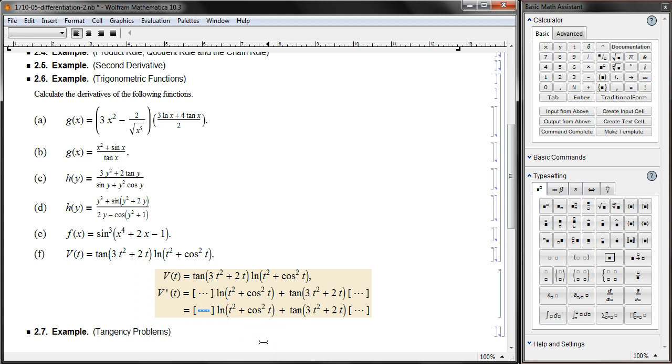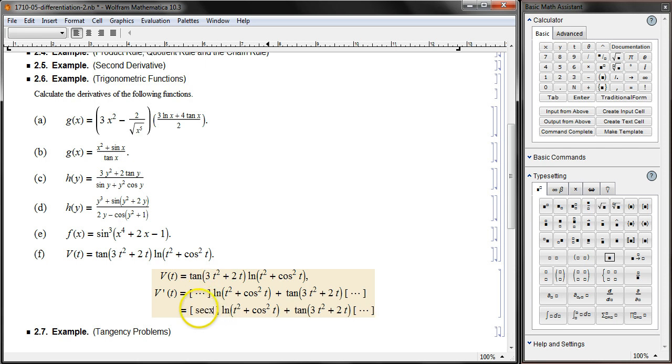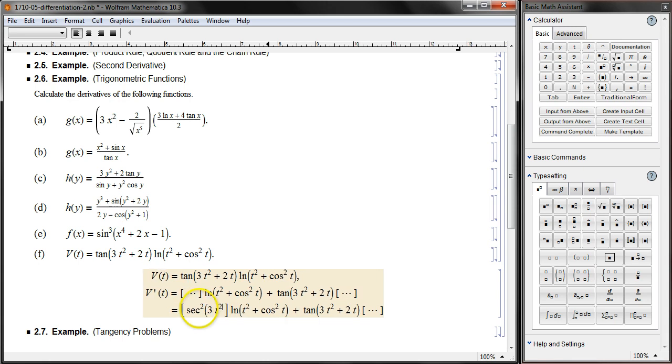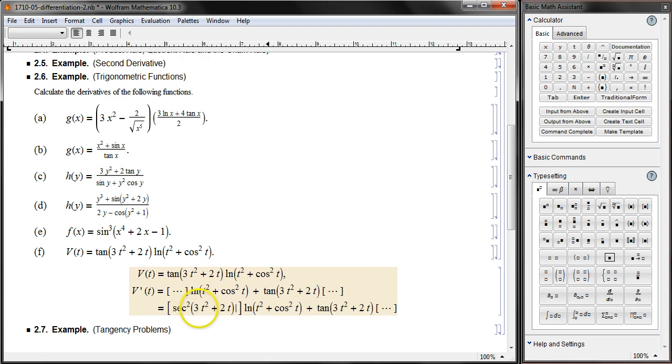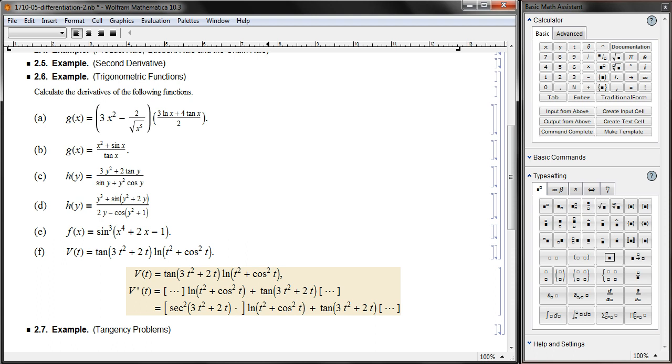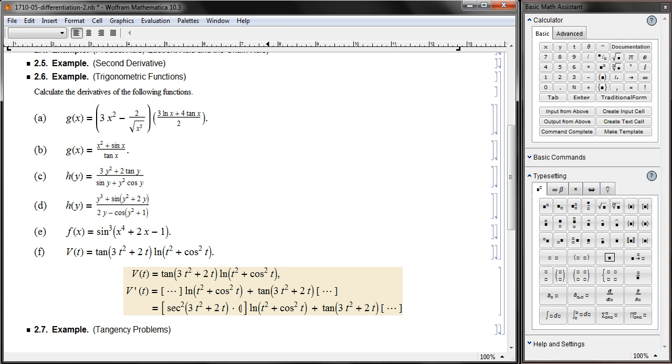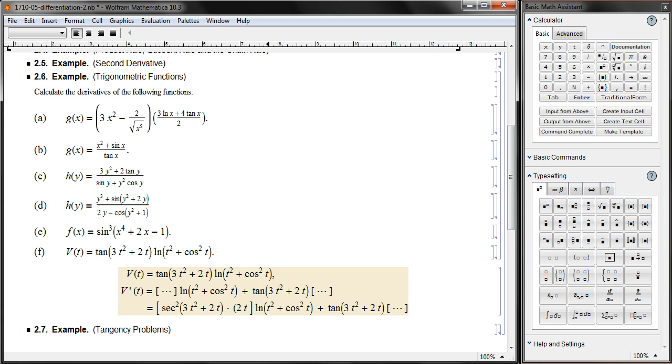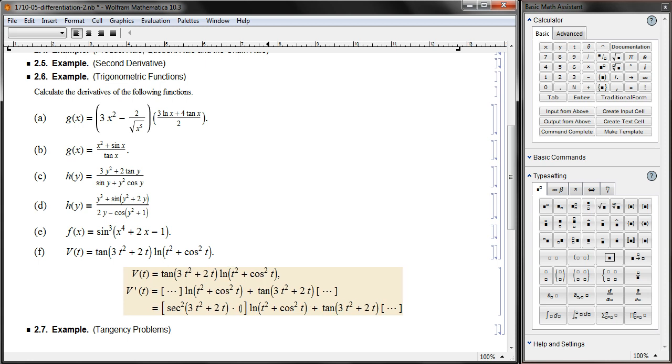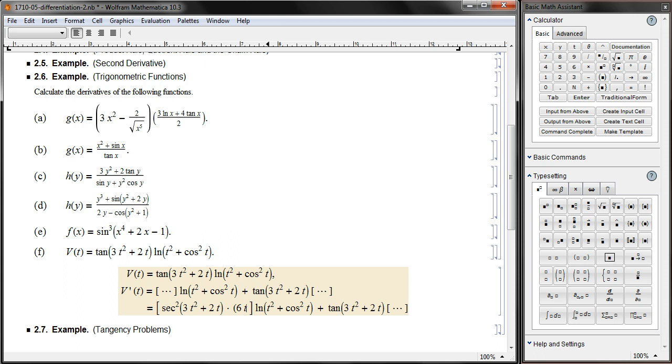Let's take the derivative of the first function, the derivative of this tangent part. It's a chain rule, and we take the derivative of the outer function. What's the derivative of tangent? We have secant squared. Nothing changes inside. And times, we have to multiply the derivative of the inside. What's the derivative of the inside? 2t, no, excuse me, 6t plus 2.